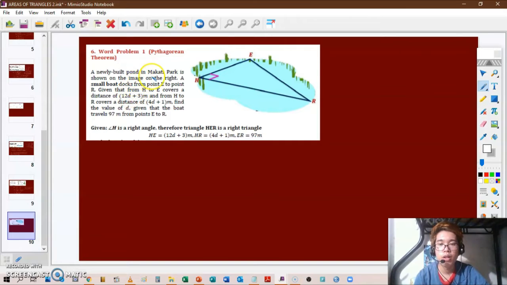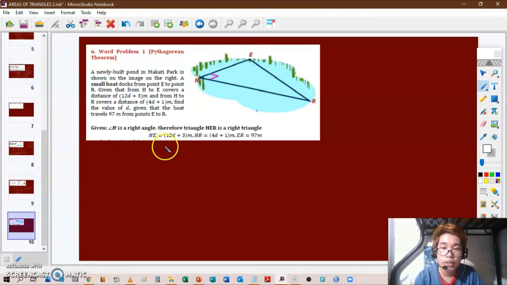So a newly built pond in Makati Park is shown on the image on the right. A small boat docks from point E to point R. Given that from H to E, it covers a distance of 12d plus 3 meters, and from H to R, it covers a distance of 4d plus 1 meters. Find the value of d given that the boat travels 97 meters from point E to point R.